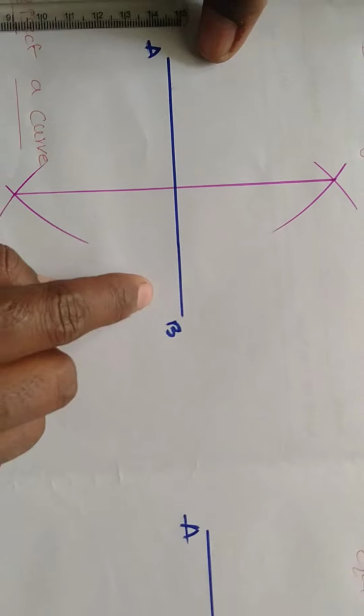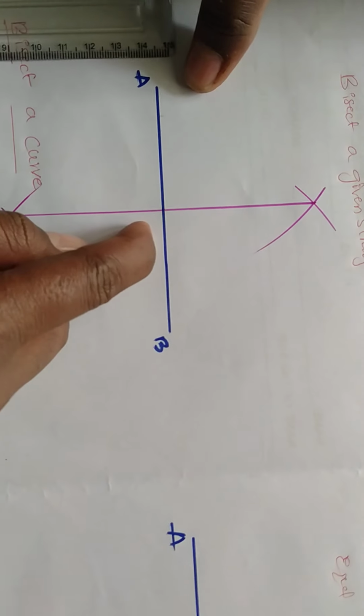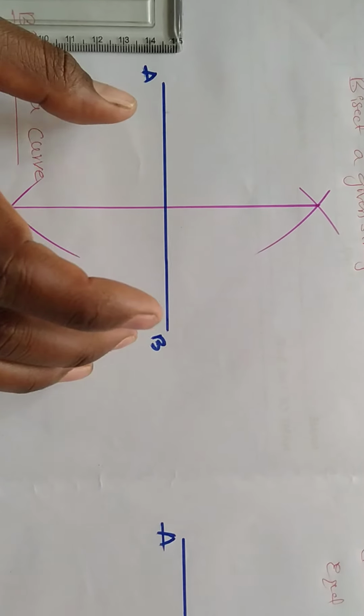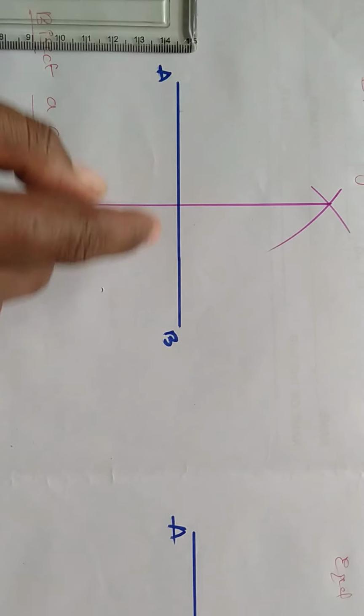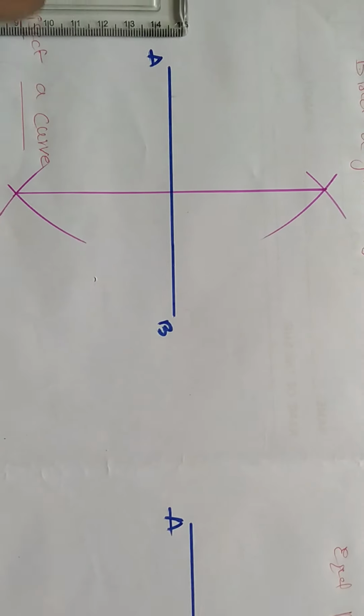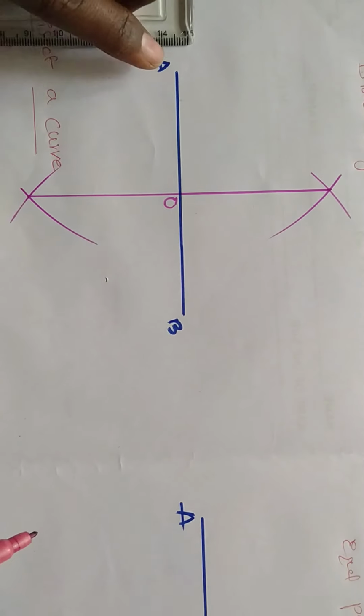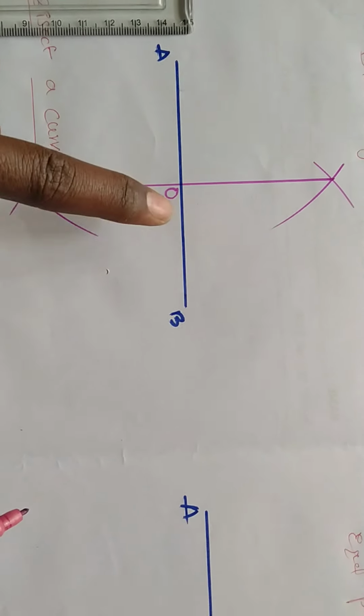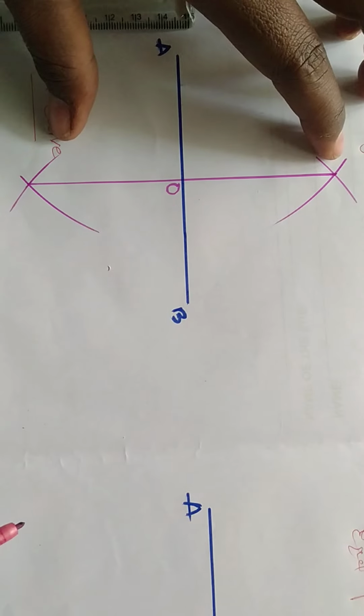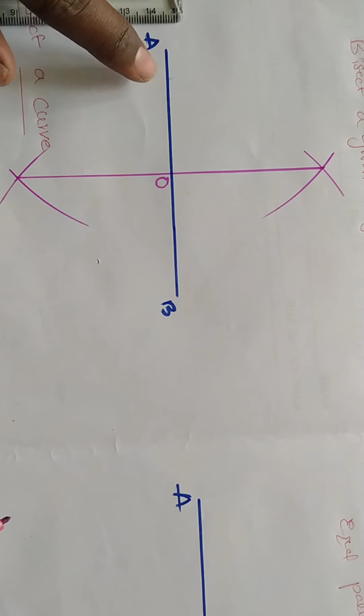Bisecting line of AB means this line divides AB into two equal parts. If you consider this point O, then AO is equal to OB. This is the bisecting line of AB.